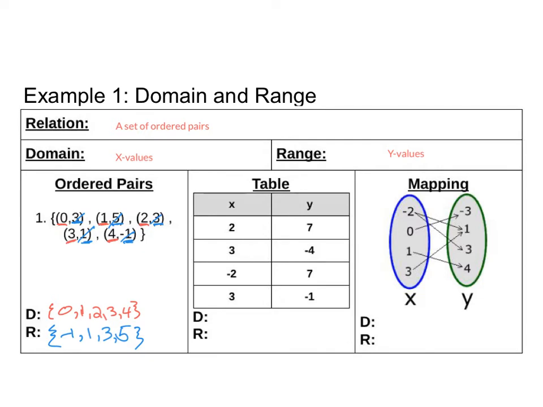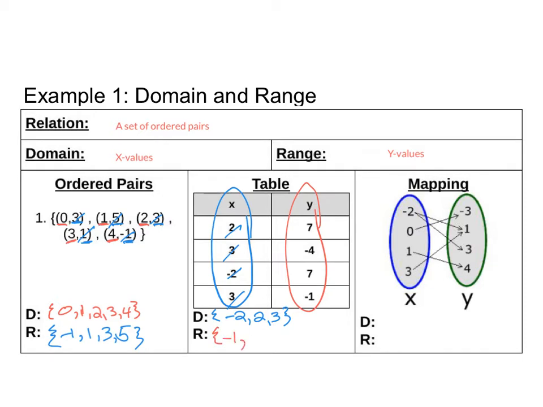So in example 2 here, we're going to look at a table, which is a little bit different here. And they got our domain values a little bit mixed up. But let's take a look at reordering them from least to greatest. And it looks like we have a -2, we have a 2, and we have 2 3s. And when we look at our range values, which is our y values, we just need to get all of those values out one at a time.